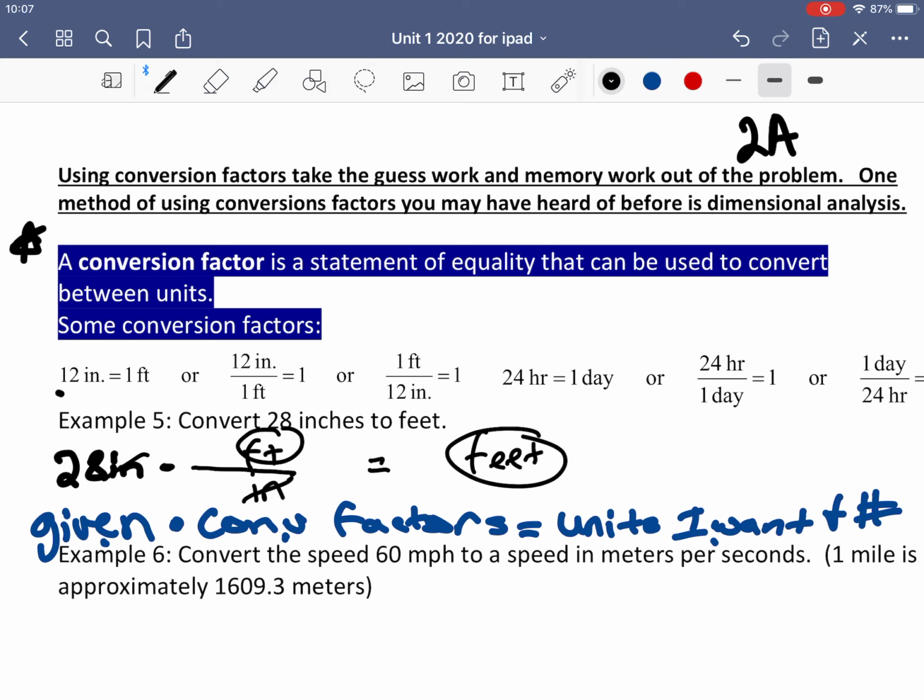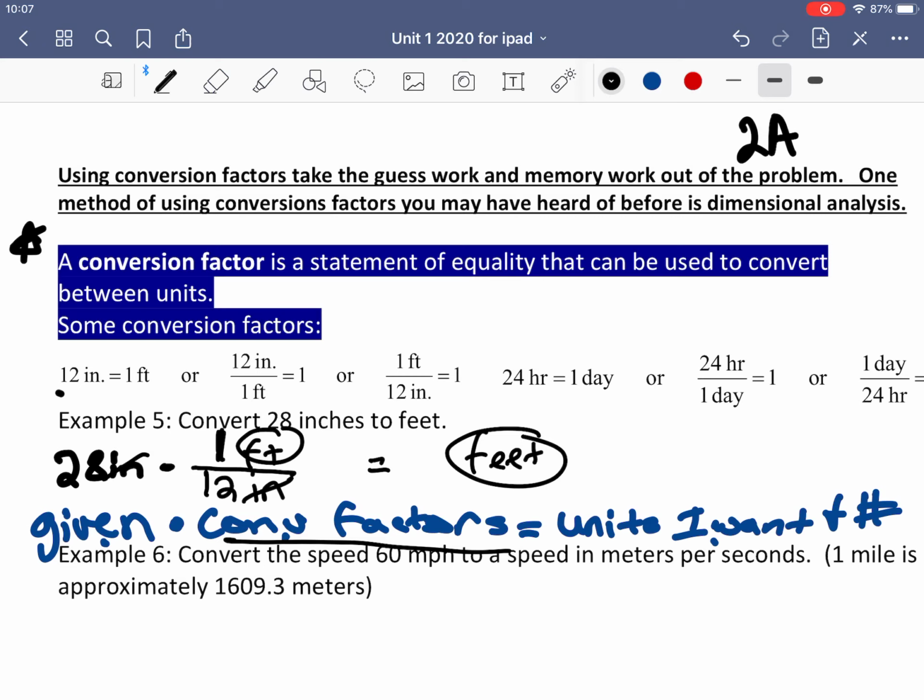Now let's put our numbers in. We know we need 1 and 12. Make sure the 1 and the 12 go in the correct spot. So 1 is foot, 12 is inches, right? 12 feet is definitely not 1 inch, but 1 foot is 12 inches. And this conversion factor has to be 1, and this way it is.